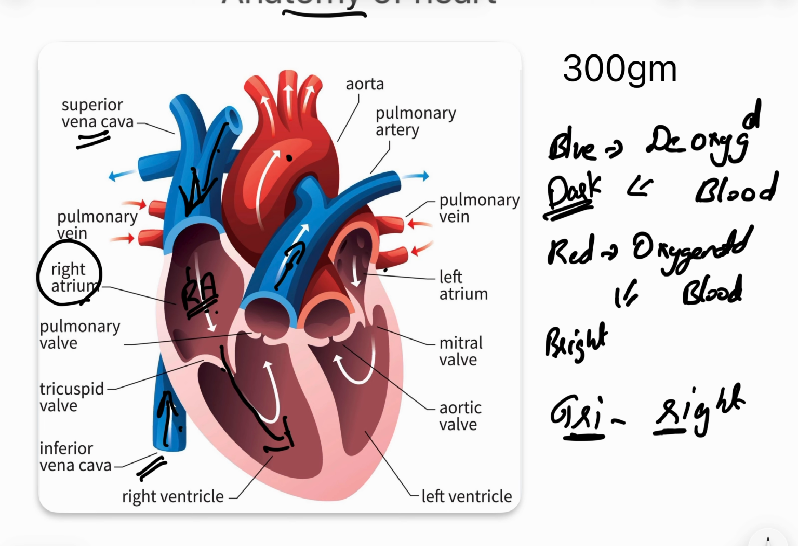So what is happening here? From the right ventricle, there is a pulmonary artery. This is the pulmonary artery. Pulmonary means lungs. That means the pulmonary artery is a road going to the lungs. So from the right ventricle, the blood goes into the pulmonary artery this way and this way. See, two branches here, to the right and left lungs. So this pulmonary artery carries deoxygenated blood to the lungs.